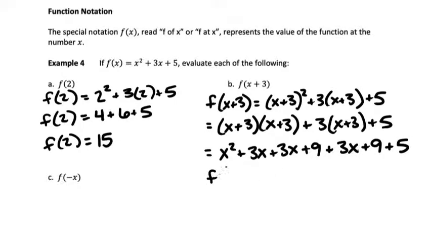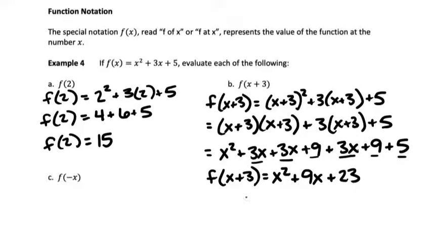Now I need to combine everything together. So we have x squared, we have plus 3x, and plus 3x. That's a total of plus 9x. And we have plus 9, and plus 5. 18 plus 5 gives me plus 23. So this is my answer.